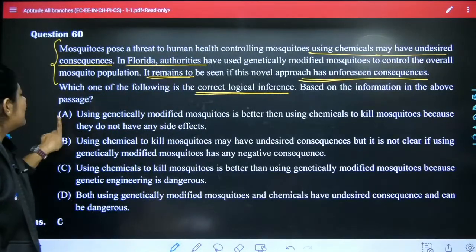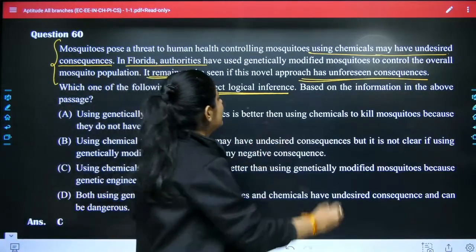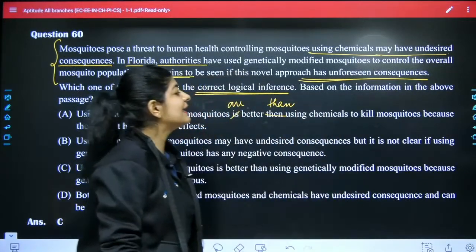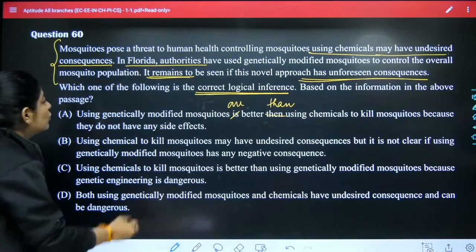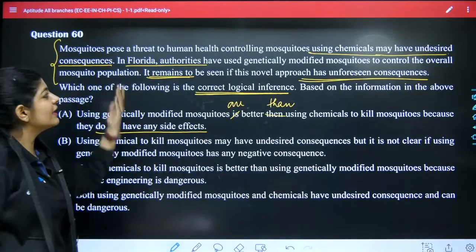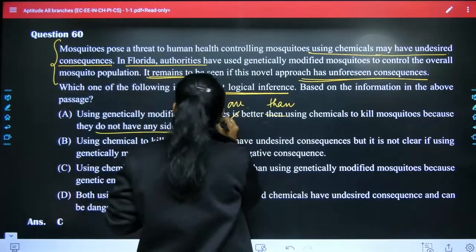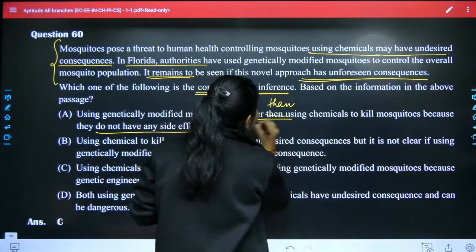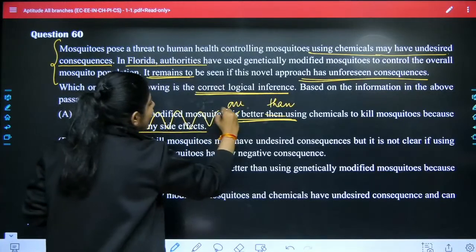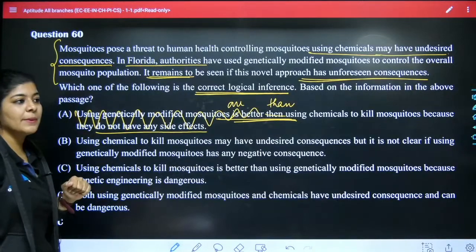So, first option: using genetically modified mosquitoes is better than using chemicals to kill mosquitoes because they do not have any side effects. About side effects, nothing is mentioned in this passage, and it is also not given that genetically modified mosquitoes are better. Both of these things are not mentioned, so we can eliminate option A directly. So now we have only 3 options left. Let's read out option B.